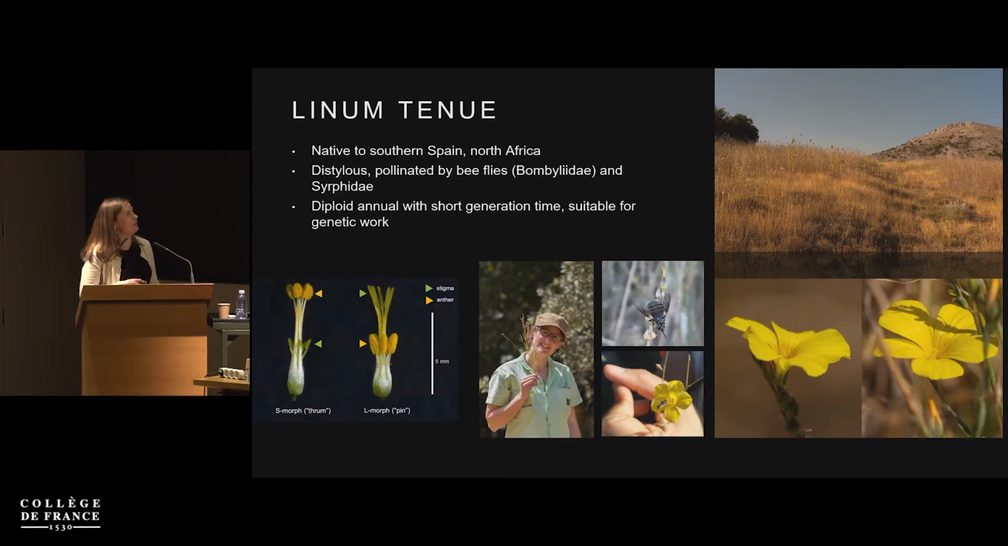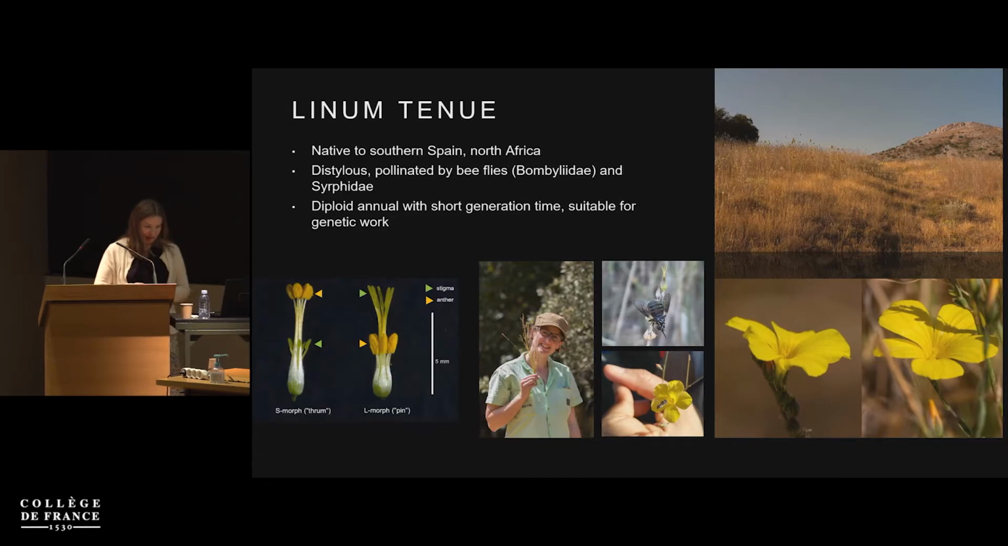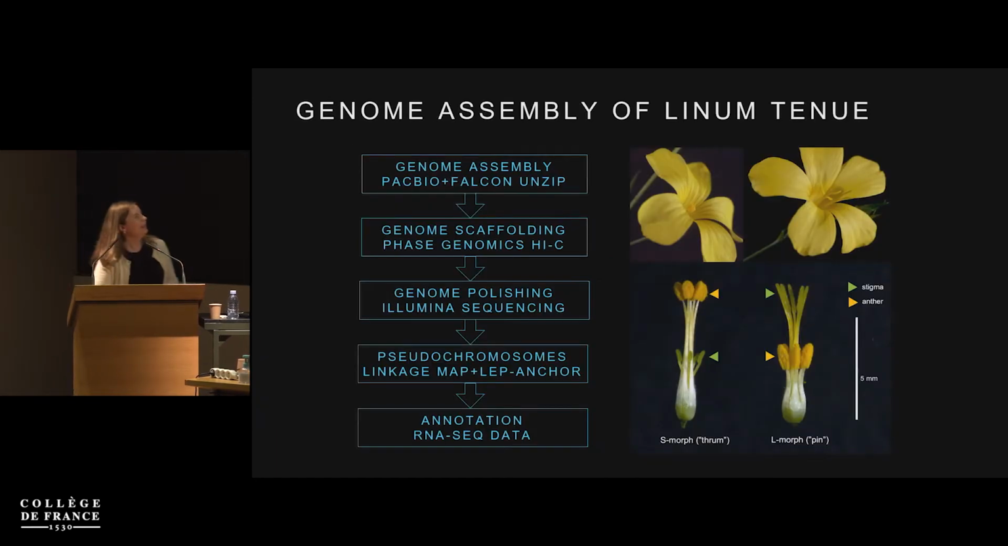So we were really happy to go in the field and find lots of seeds of this. And so we grew those to get DNA and make high-quality genome assemblies. So we opted for high-coverage PacBio sequencing as a basis, and then did scaffolding using Hi-C and polishing using various forms of Illumina sequencing. And we also generated a linkage map to anchor our scaffolds to pseudochromosomes and annotated these genomes using RNA-seq data from 5 different tissues.